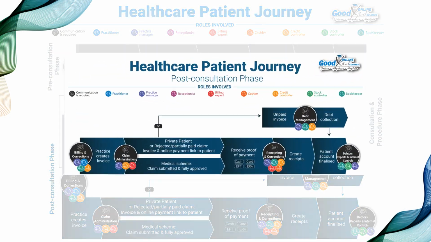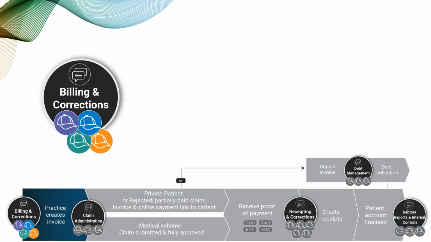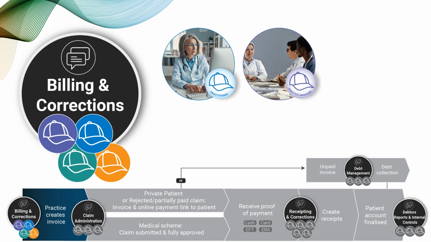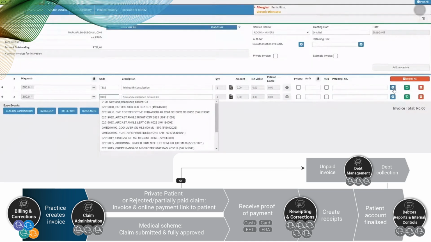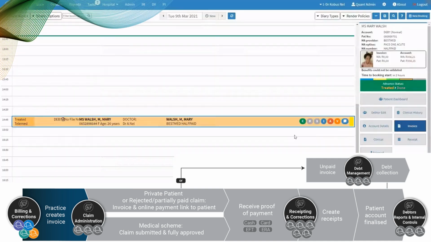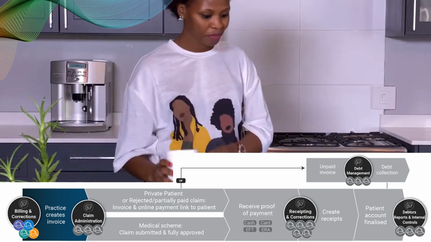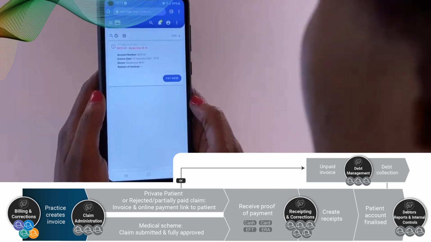Now we can talk about the post-consultation phase. The first process in this phase involves billing and corrections. The practitioner, practice manager, credit controller, and bookkeeper are involved in the billing and corrections process. The practice generates an invoice for the services provided. Private patients receive the invoice along with a payment link for their convenience to make a payment to the practice.